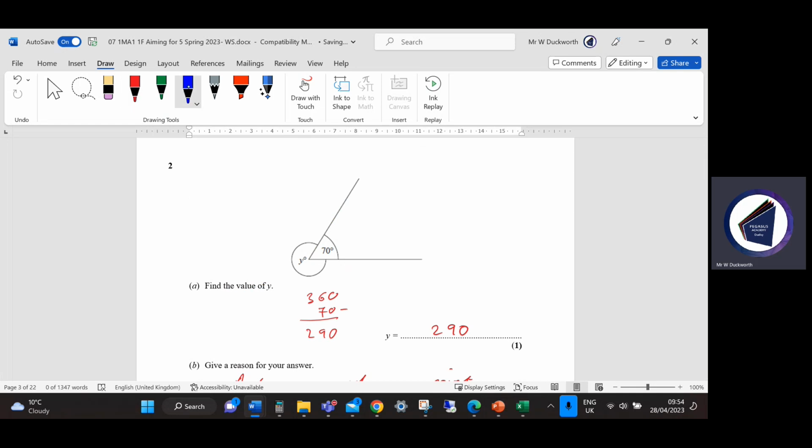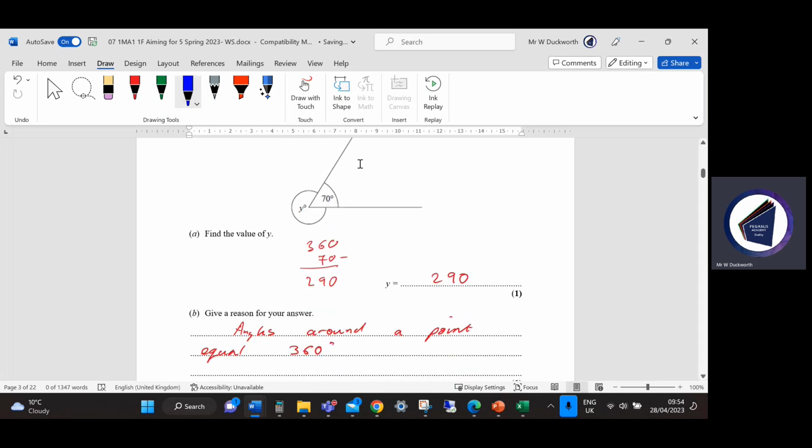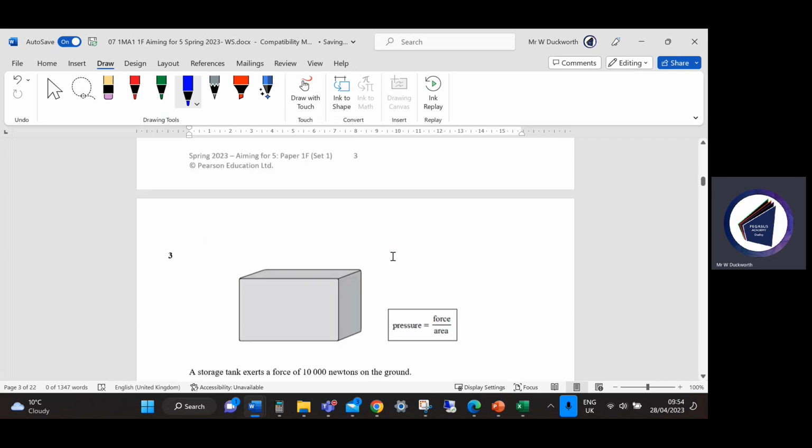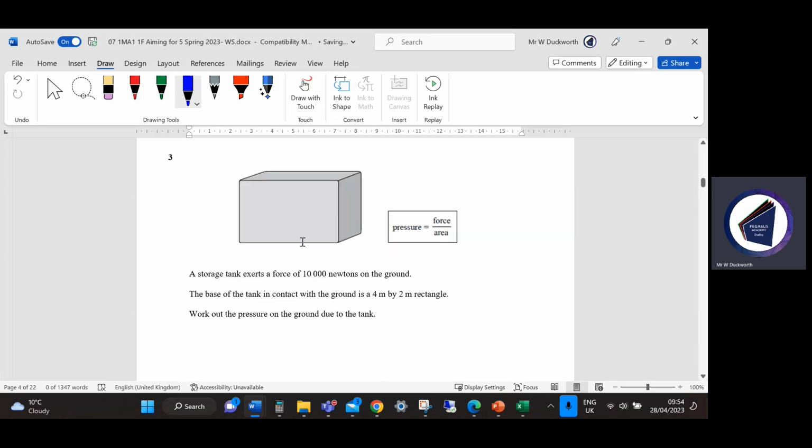Right, and marks for that then. 1 mark for 90, and then 1 mark for your reason, for example, angles at a point add up to 360. So there we go.